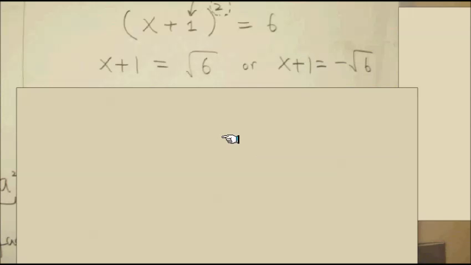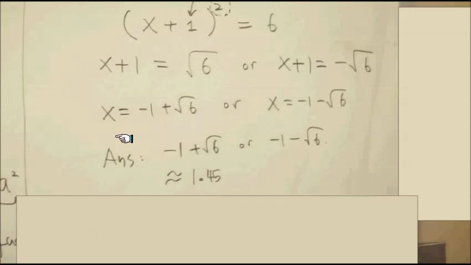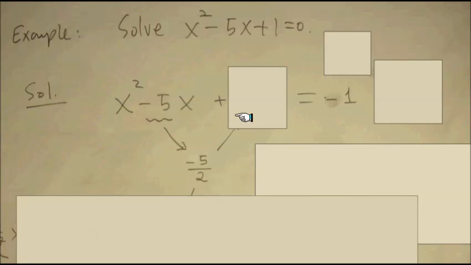So if you solve these two cases individually for x, we have one root, negative 1 plus square root of 6, and another one, negative 1 minus square root of 6. So here's another example, x squared minus 5x plus 1 equals 0. So this again defies the factoring method.